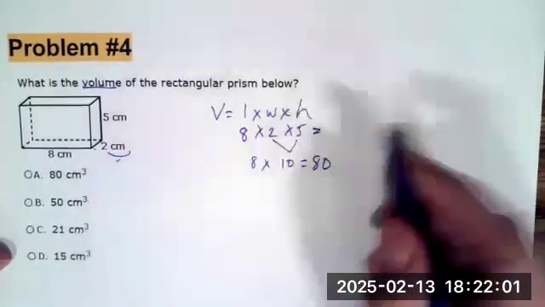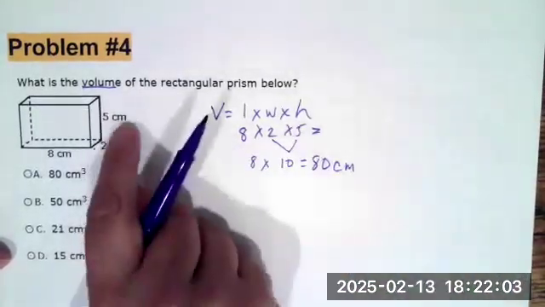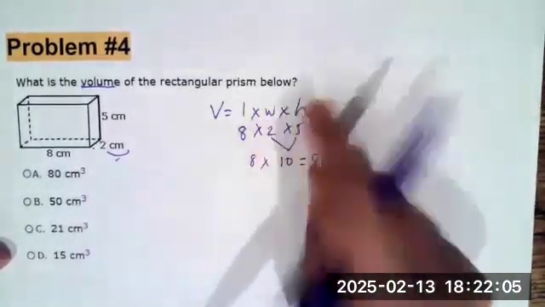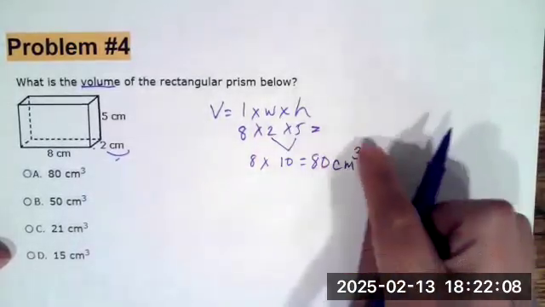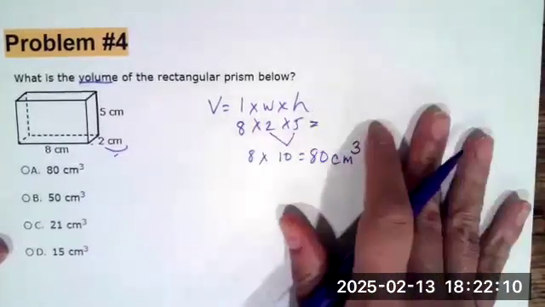And then don't forget your unit, centimeters. And because we multiplied 1, 2, 3 dimensions, don't forget to cube it. So you have 80 centimeters cubed. Do you see the answer over there?